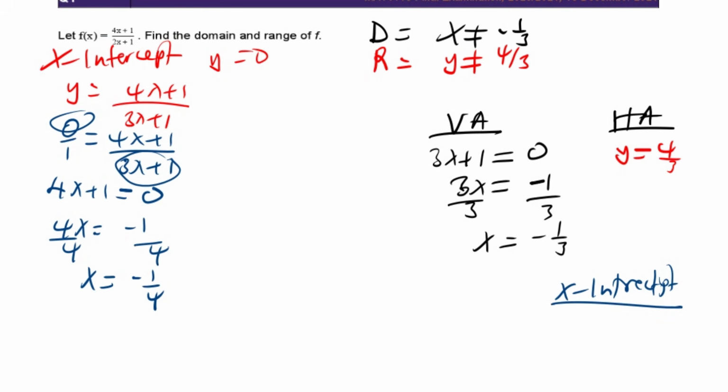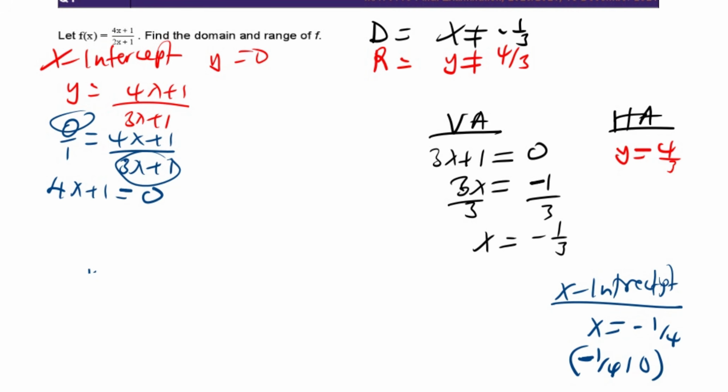So I have got my x-intercept. I have my x-intercept at x is equal to -1/4. So when x is -1/4, y is 0. That's what we have said, because we have put 0 here. You get rid of this.